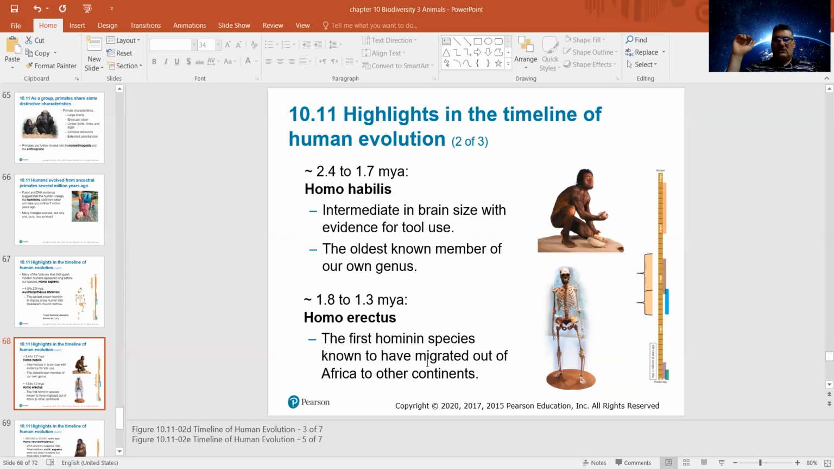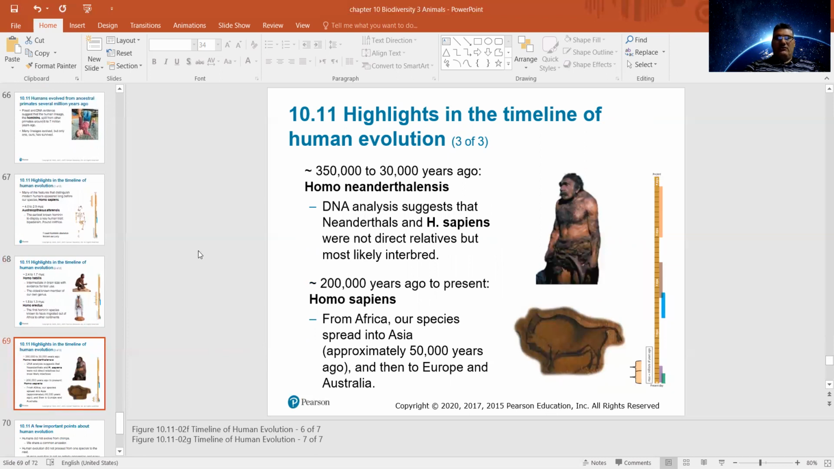And by the way, Homo comes from hominin, which is humans. Erectus means standing up, erect like this. These are the ones that left Africa and started to go to Asia, and later on to Europe and Australia. This was followed by Homo neanderthalensis.